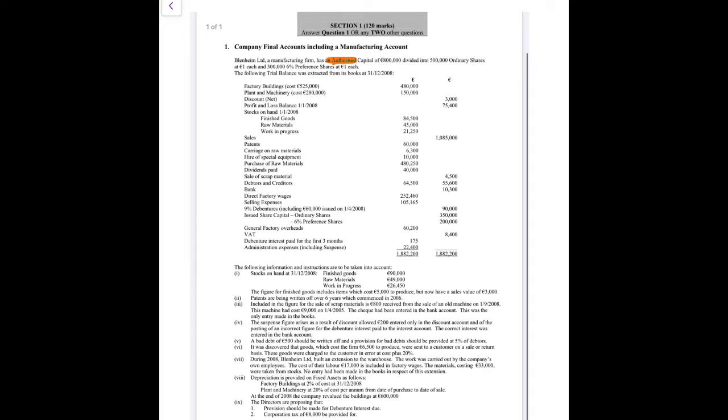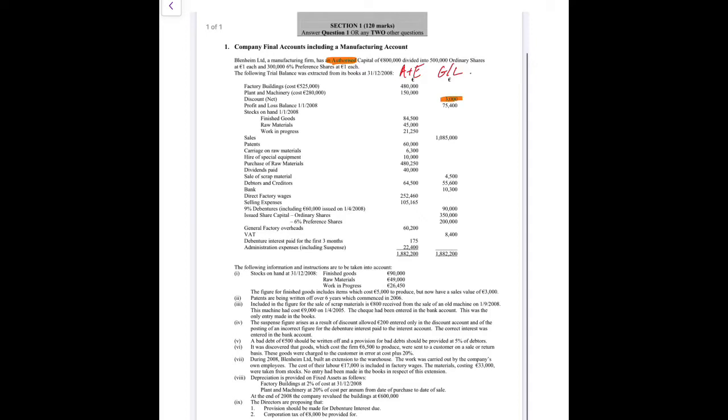that you need to be keeping an eye on. You've got your factory buildings, they're standard enough there. Plant and machinery is the same. Discount, be careful of that, it's on the credit side, okay, which means that it's income. So anything, I'll just label the top, anything that's on the debit side is either going to be an asset or an expense, and anything on the credit side is either going to be a gain or a liability.